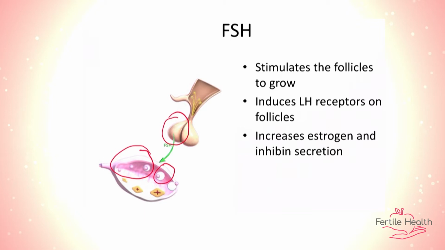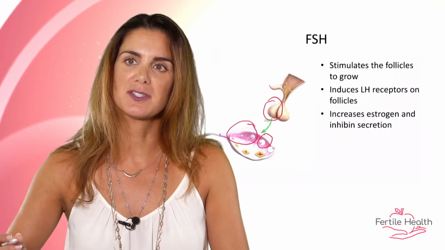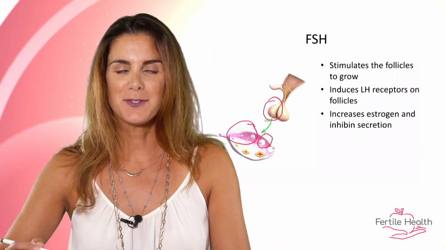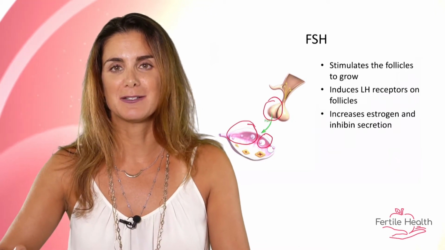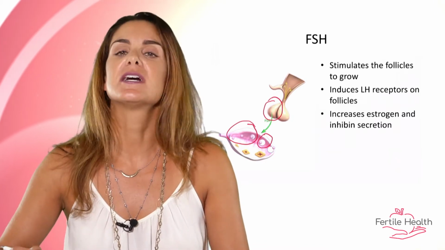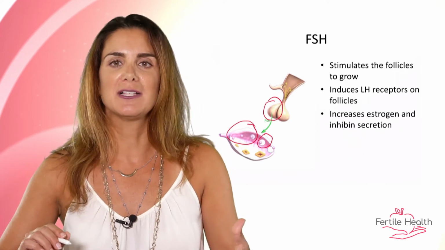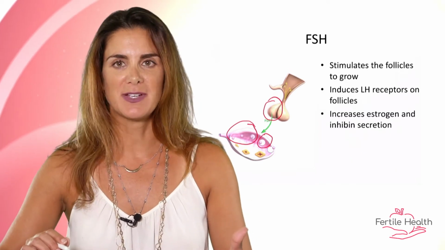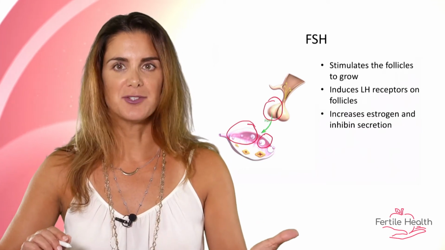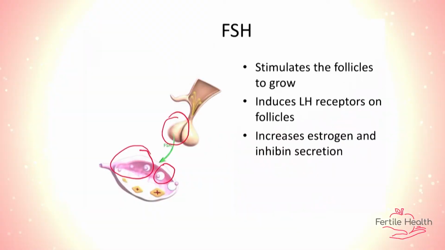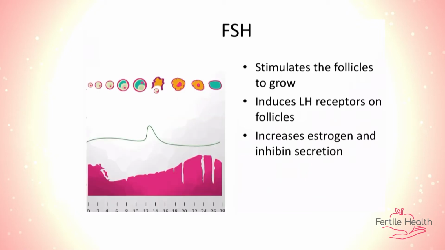FSH also increases estrogen secretion, and that makes sense because growing follicles start to produce estrogen. And if you have a lot of follicles, like you might in an IVF cycle, that estrogen level gets to be cumulative. So 20 growing follicles that make 100 picograms of estrogen then would be 20 times 100, etc. It also increases inhibin secretion, which is another hormone that acts similarly to estrogen in the menstrual cycle.